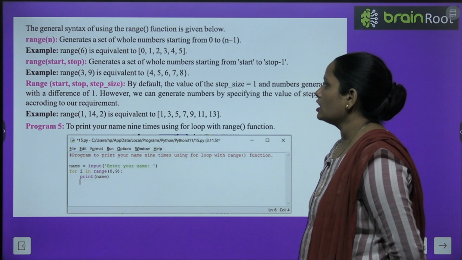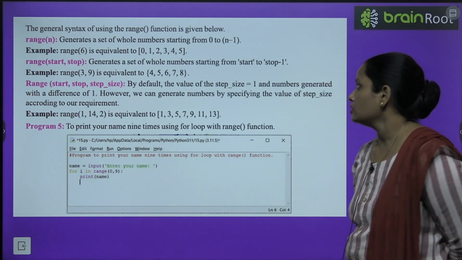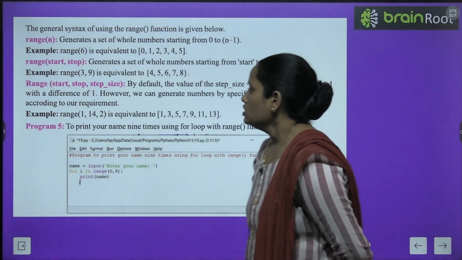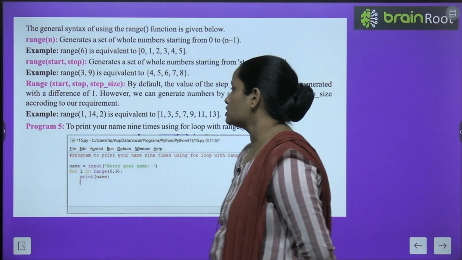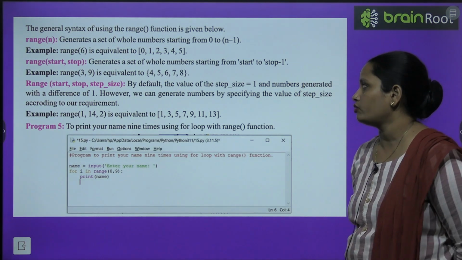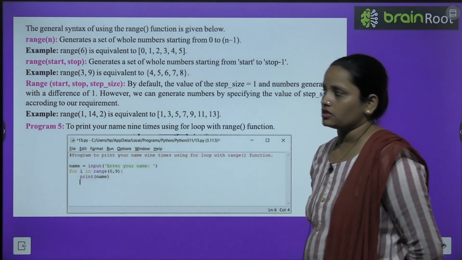So it generates the set of whole numbers starting from start to stop minus 1. So ये क्या करता है? स्टार्ट और स्टॉप वाले नंबर्स को जनरेट करता है. सो एग्जाम्पल है यहाँ पे 3 से 9 के बीच में नंबर्स जो भी है उन्हें जनरेट करना है. तो आप देख सकते हो 3 के बाद आता है 4, 5, 6, 7 और 9 से पहले आता है 8. सो दीज नंबर्स आर जनरेटेड हियर.